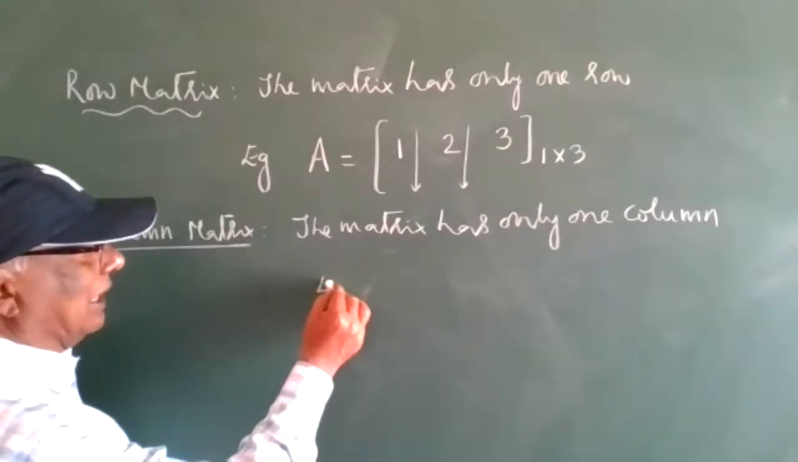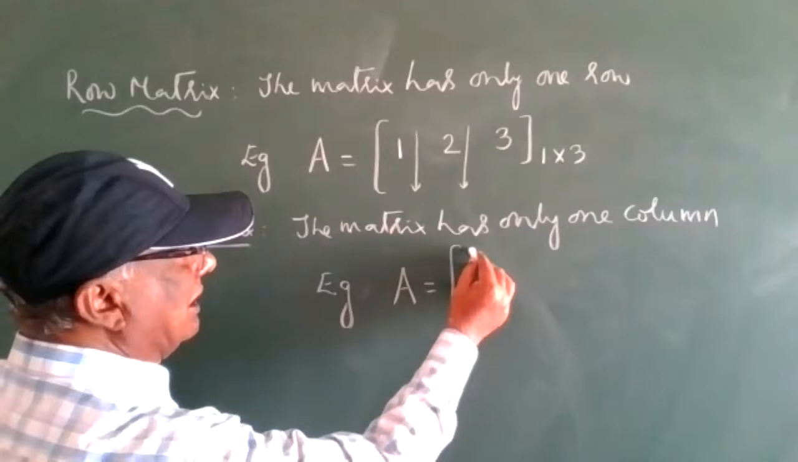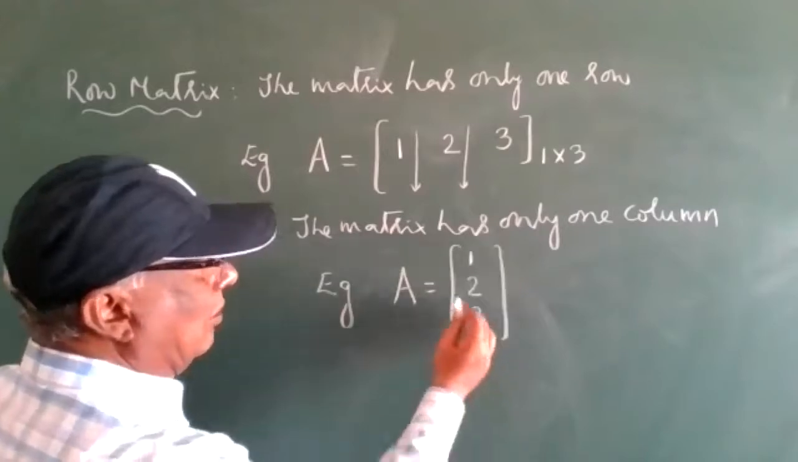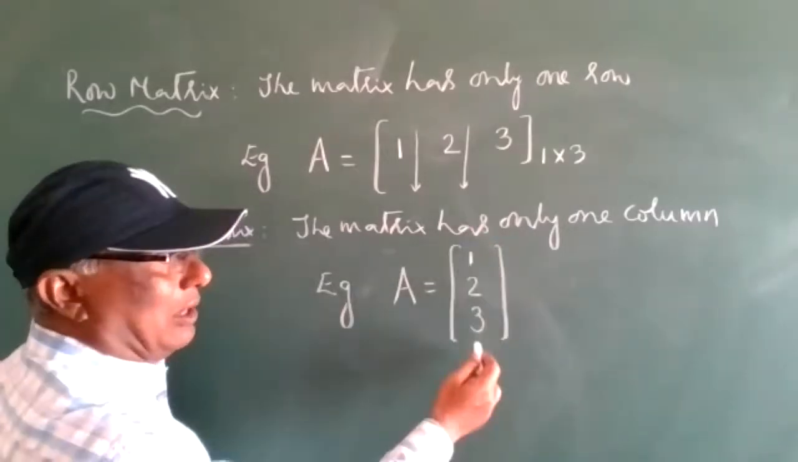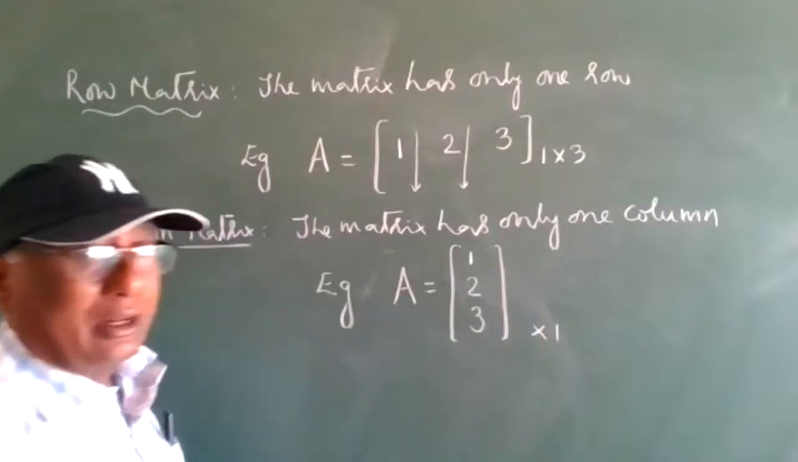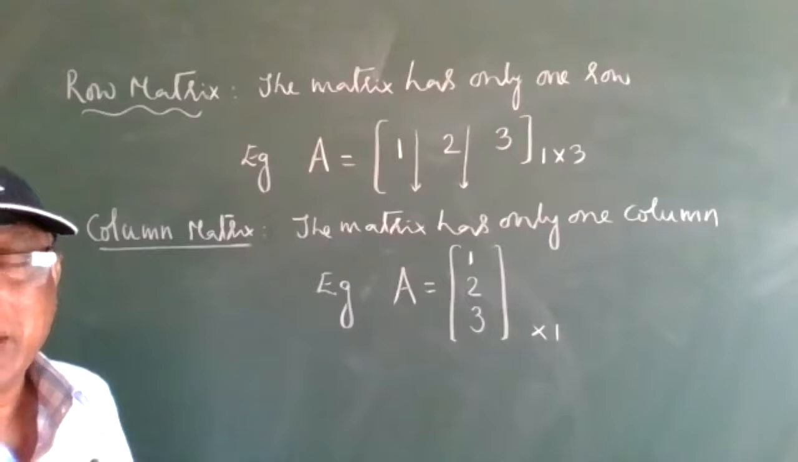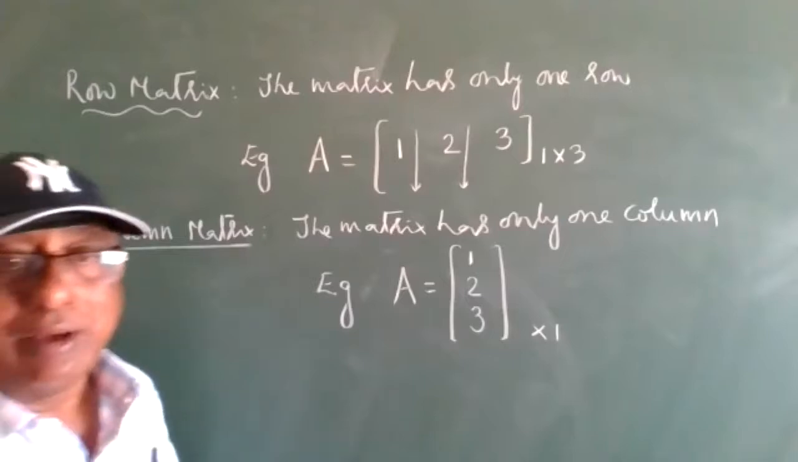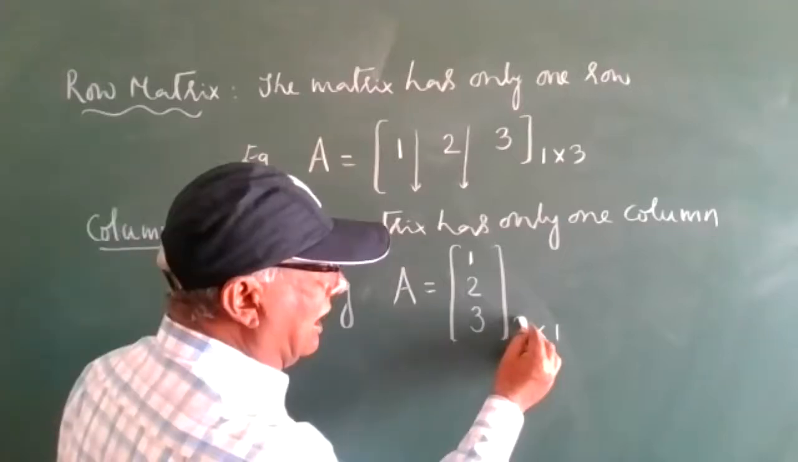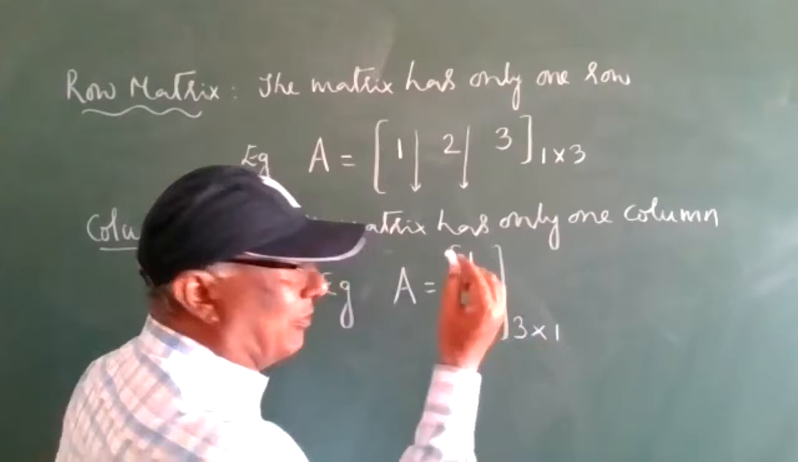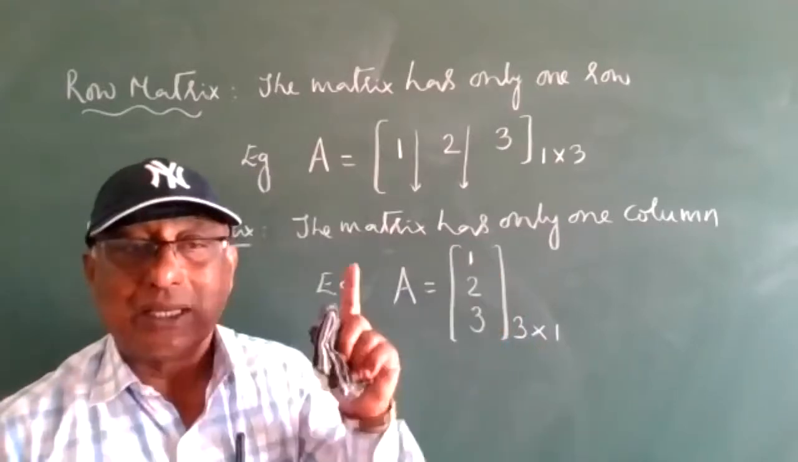A is the symbol of the matrix: 1, 2, 3. Here there is only one vertical line. But how many rows are there? In a column matrix, every element is one row. How many elements are there? 3 elements, therefore 3 rows. In a row matrix, every element is a column. Is it clear? So row matrices and column matrices are completed.